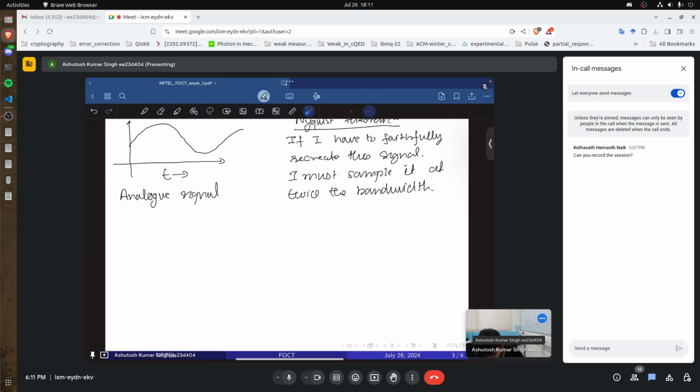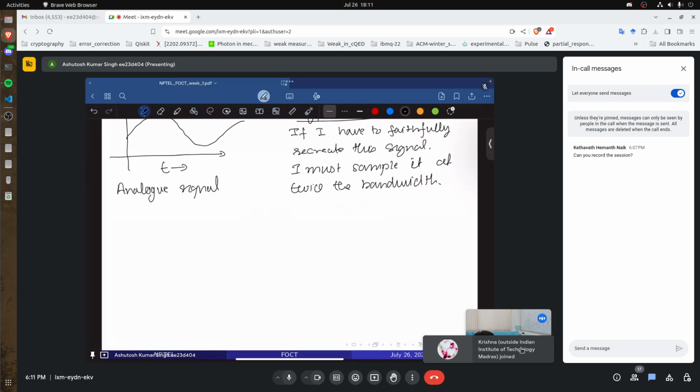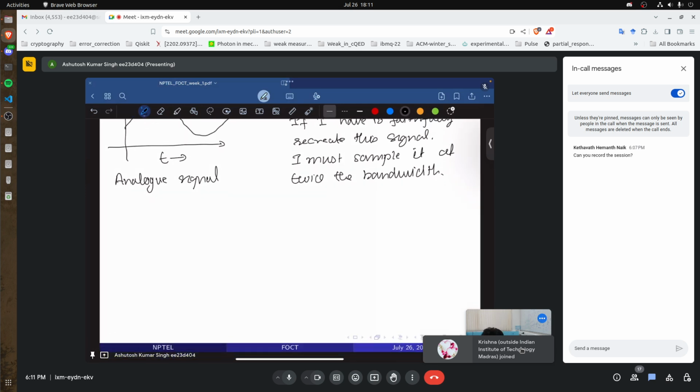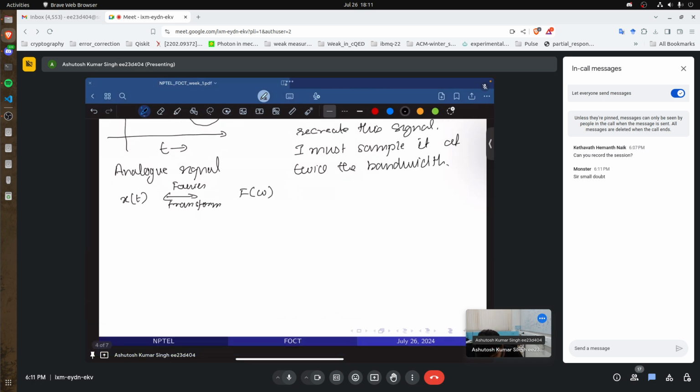So now, I am assuming that everybody here has a basic understanding of time domain and frequency domain. We are not going to go into the conversions, but we will see that every signal in the time domain, let's say a signal x of t, if I take its Fourier transform, it will have a spectrum in the frequency domain as well.